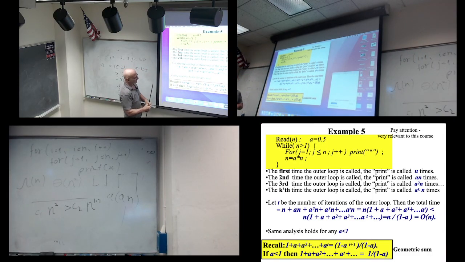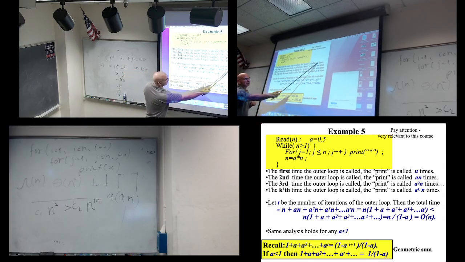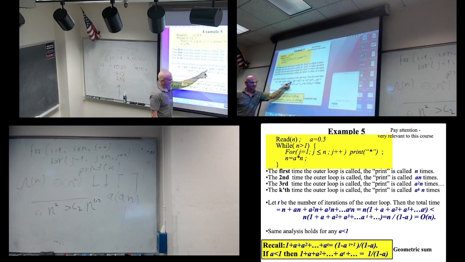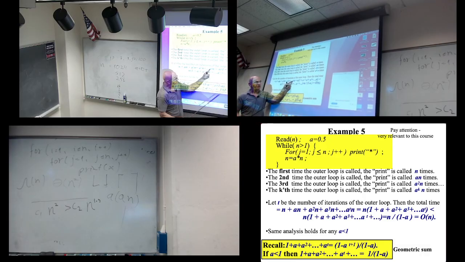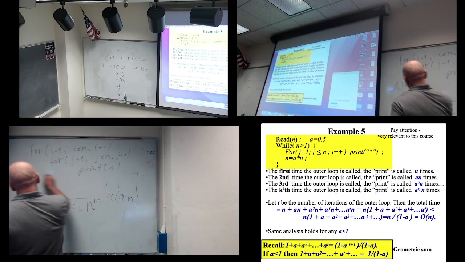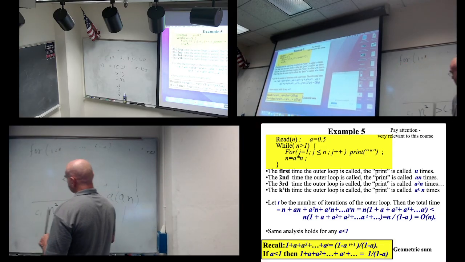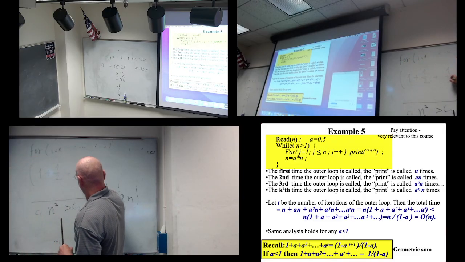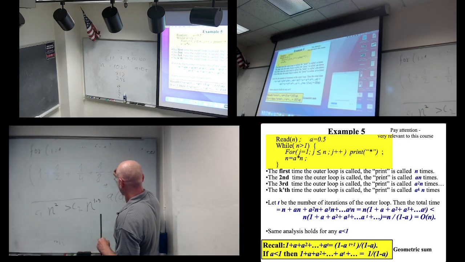Let's see how many stars I print, or what's the running time? What is n plus a times n plus a squared times n plus dot dot dot a to the k times n? It will stop at some point. n plus a times n, a squared n, all the way up to, let's say the last iteration, a to the t times n, which is just n times 1 plus... if a is half, then the summation that you are getting inside will be 1 plus half plus 1 over 4 plus 1 over 8 plus dot dot dot.